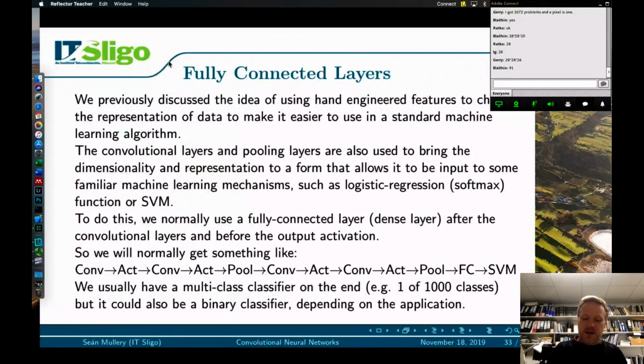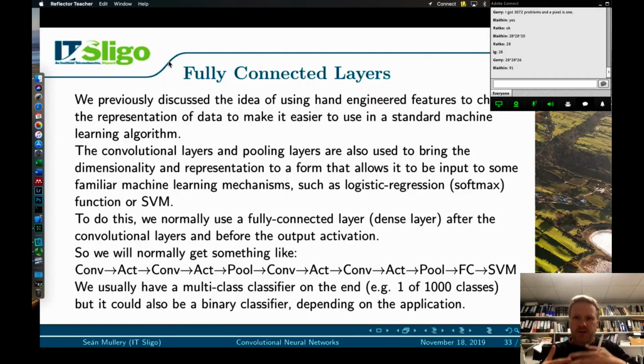We previously discussed the idea of using hand-engineered features to change the representation of data to make it easier to use in a standard machine learning algorithm. The convolution layers and the pooling layers are also used to bring the dimensionality and representation to a form that allows it to be input to some familiar machine learning mechanisms like we saw in the beginning of the semester, such as logistic regression, or, when we extend logistic regression to multiple classes, we call that a softmax. Or you can have a multi-class SVM or something like that as well. So we want to be able to put it into one of those.